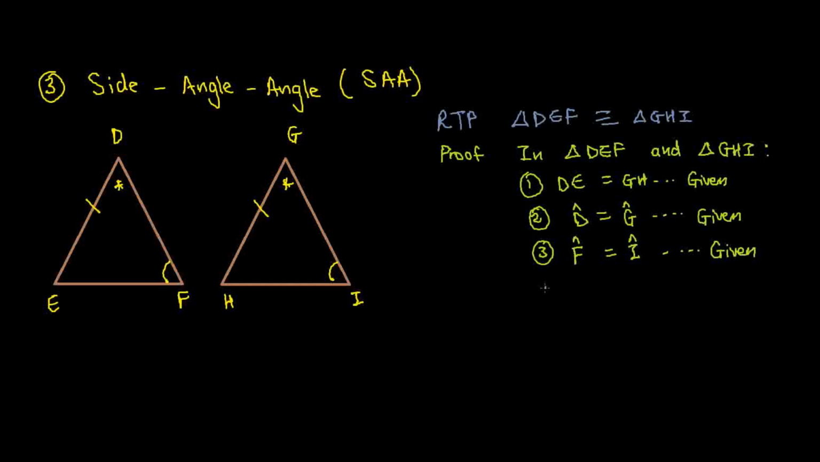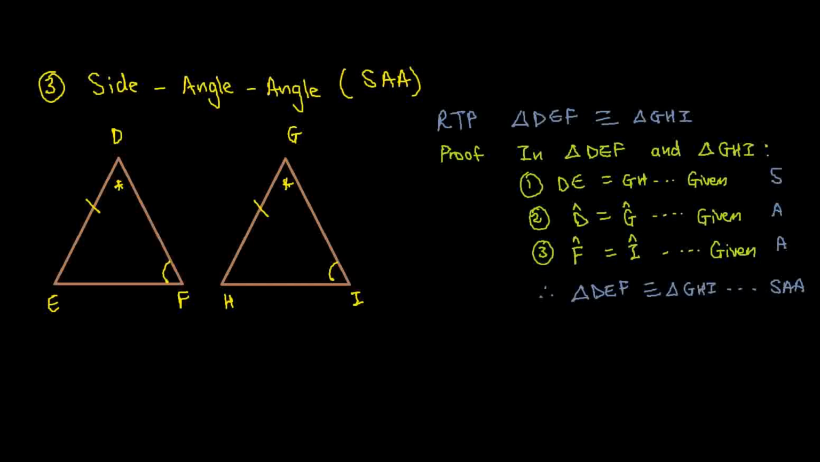So what can I conclude from all this? I can conclude that therefore triangle DEF is congruent to triangle GHI because of side, angle, angle. There's one pair of corresponding sides that are equal, and there's two pairs of corresponding angles that are equal to each other. So it's SAA.